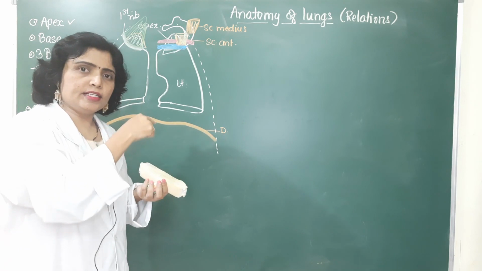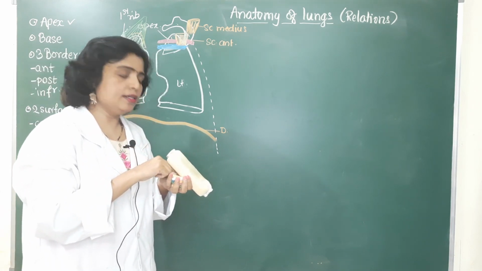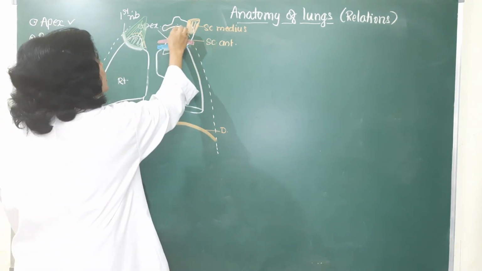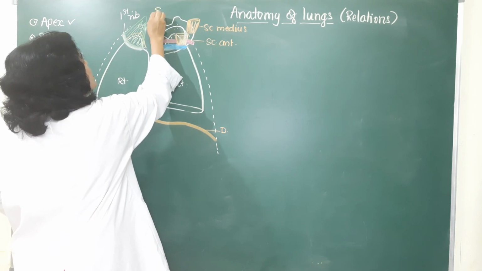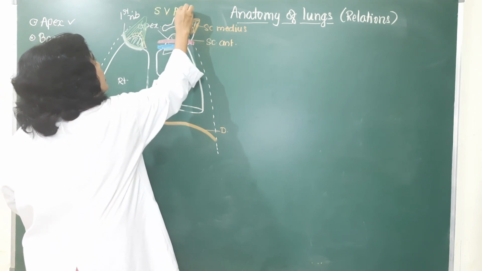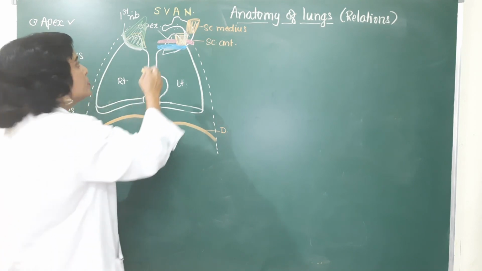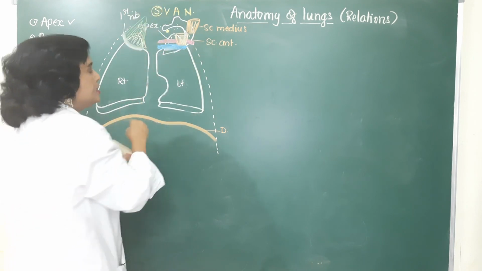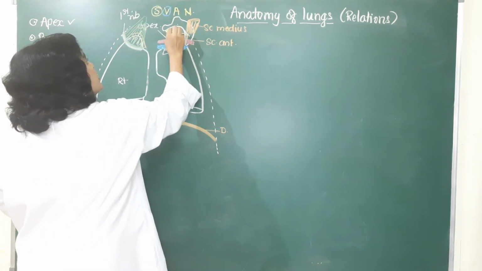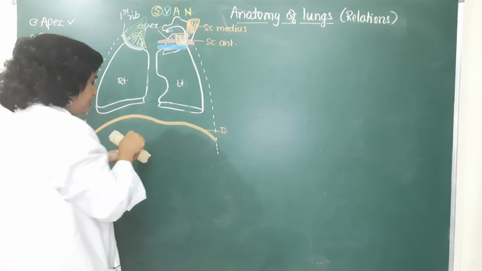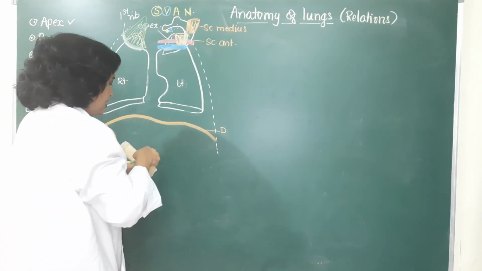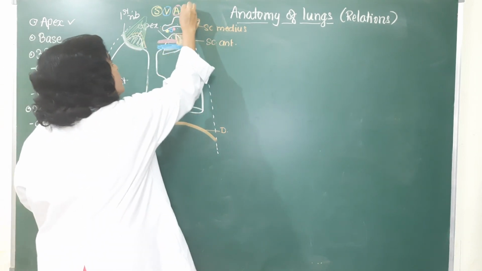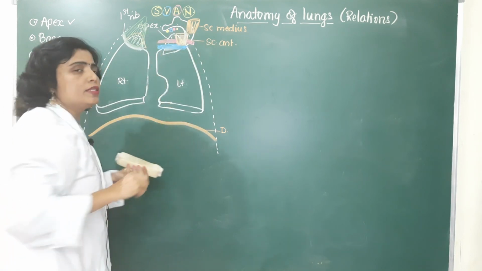While the posterior relations of the apex of the lung will be the relations to the neck of the first rib. So from medial to lateral, the relations at the neck of the first rib, you get SVAN structures. S for sympathetic chain. V for first posterior intercostal vein. A is for the artery, that is superior intercostal artery, and N is for the nerve, that is ventral ramus of the T1 nerve.